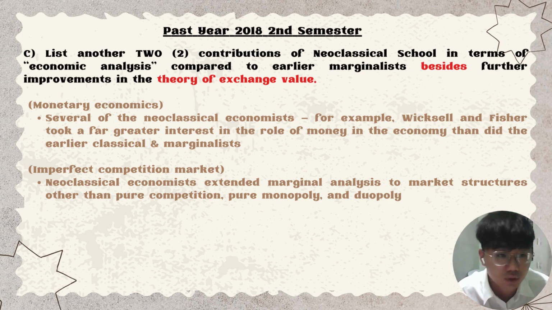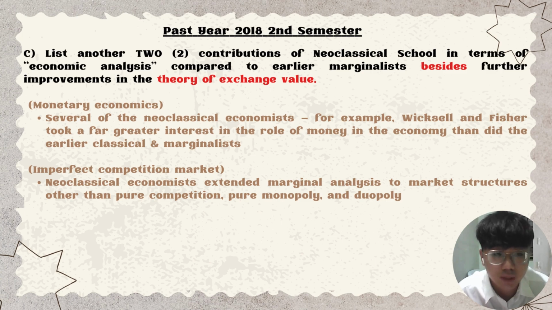Alright, after studying the previous part, let's move on to some past year questions and how the question will be asked. We can see that in the past year of 2018, the question asked to list another two contributions of neoclassical school in terms of economic analysis compared to earlier marginalists, besides further improvement in the theory of exchange value. So we'll be focusing on the other two, which are monetary economics and imperfect competition market.